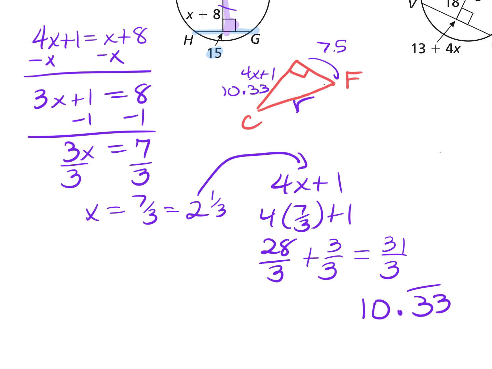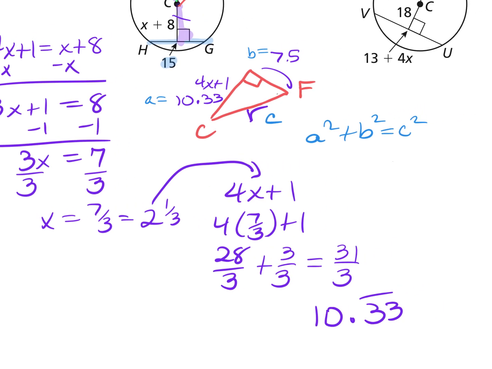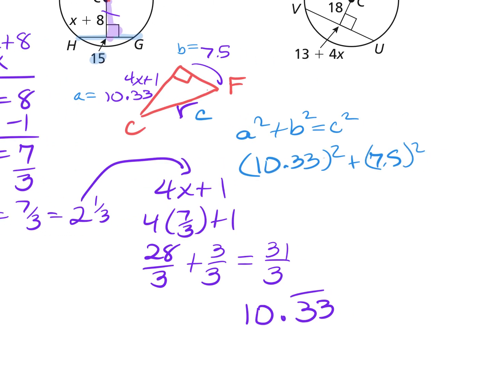So remember, the two sides that form the right angle, this is your A and your B. Doesn't matter which one is A or B. And then the radius we're looking for, that's going to be the C. And my formula, A squared plus B squared equals C squared. So I'm going to plug it in. 10.33 squared plus 7.5 squared equals C squared, which in this case is my radius. Let me go ahead and just put that in as an R. So this is R squared, and this is what we're solving for.